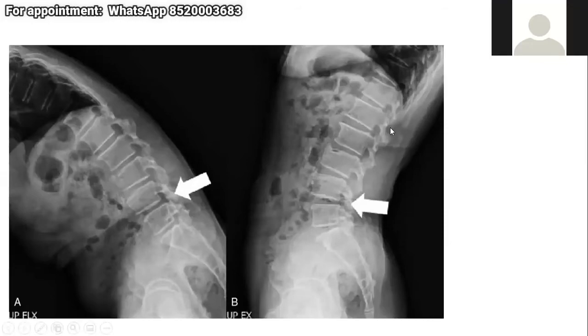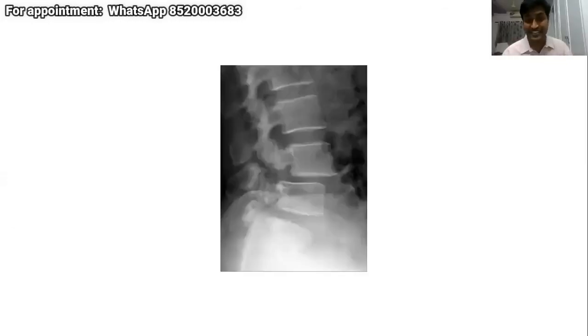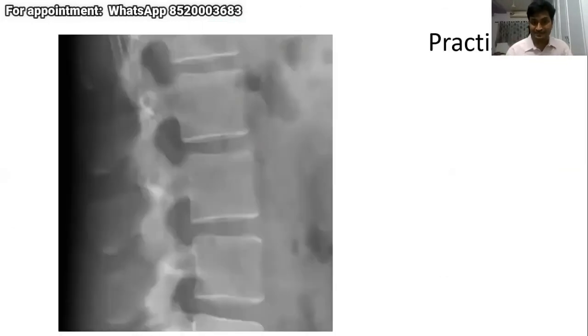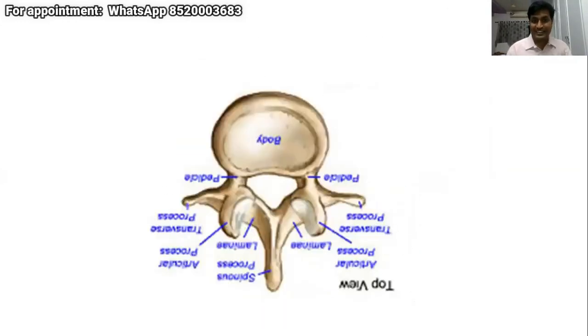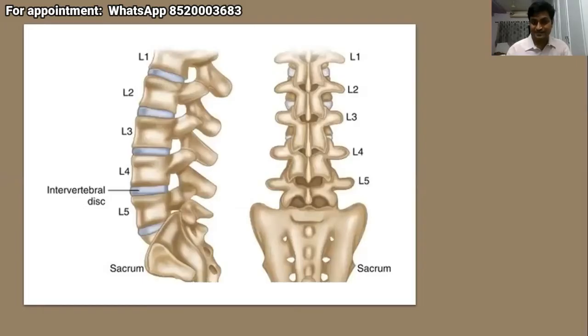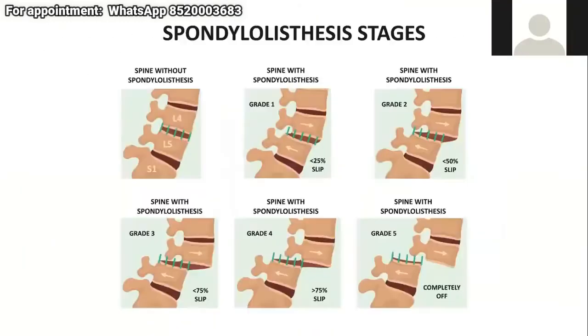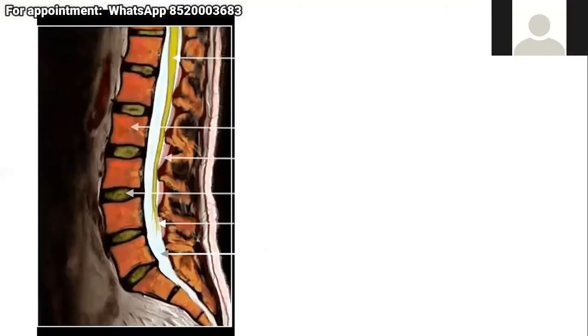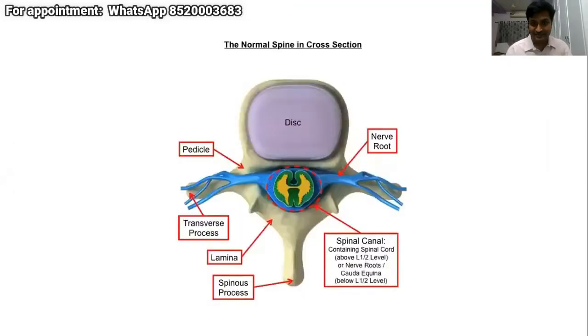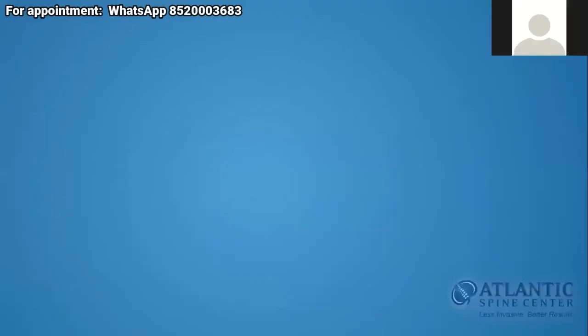Now, one thing which I wanted to ask: canal stenosis. What is canal stenosis? I don't know. Were you there for the previous session? No, sir. Okay, we will try again.